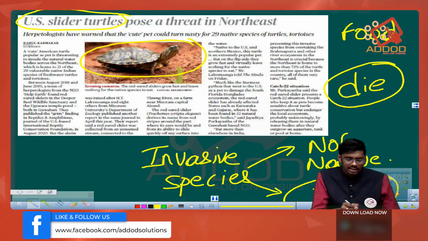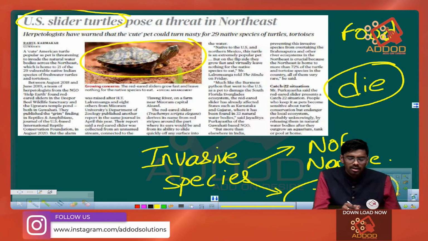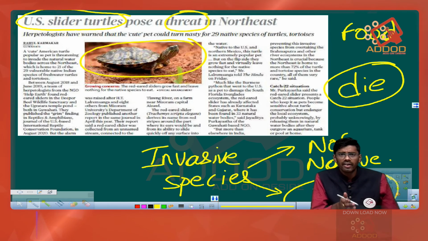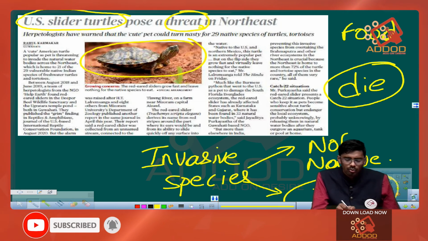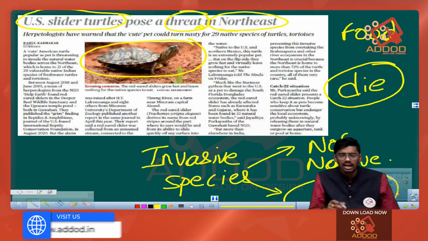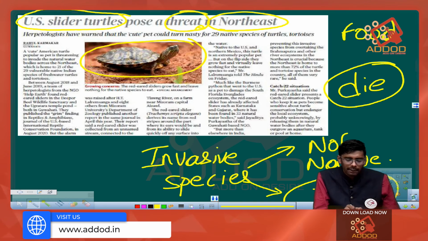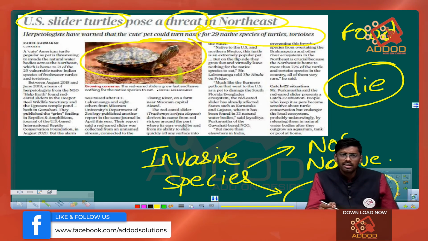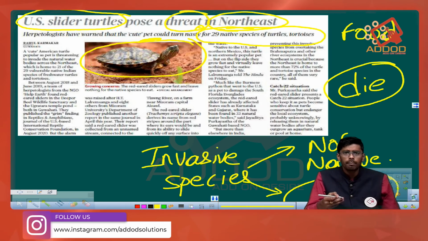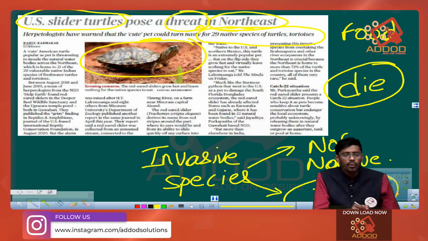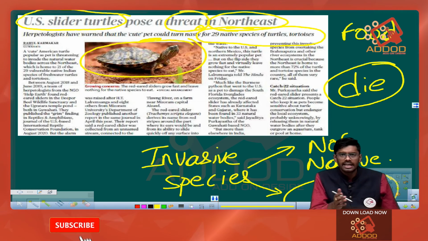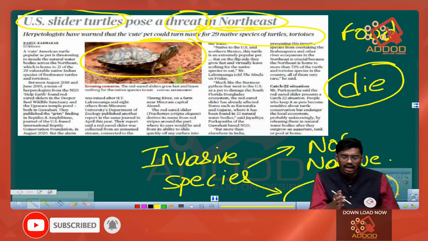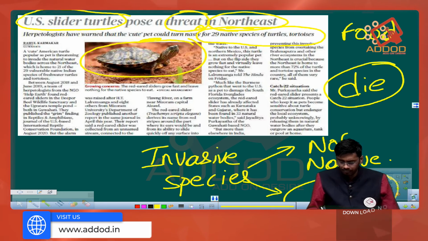So this is why these US slider turtles are posing a threat. So this is why they are categorized as a threat to the northeastern part of the country, and it is stated that this pet could negatively affect 29 native turtles that are found in the northeastern part of the country. So what you have to remember from this article is US slider turtles are not native to India and they are a threat and they are invasive species.